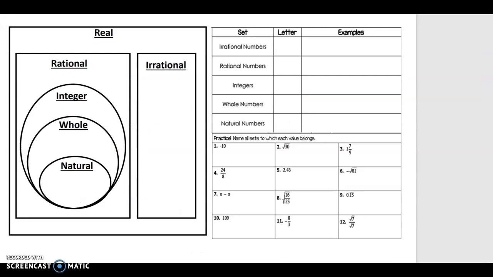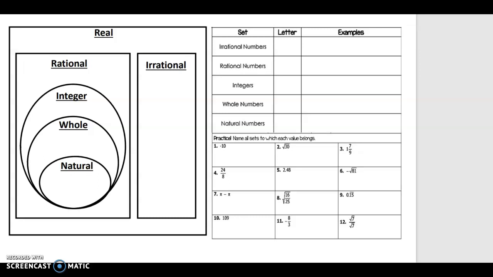So it's a completely blank version of that exact Venn diagram there. And they had to come up with their own examples and write them down. Inside the examples on the right, I had them actually write their definition out. And then the letter was just to get them to not have to write out the word every single time. After they came up with their own examples, their definitions, we debriefed.